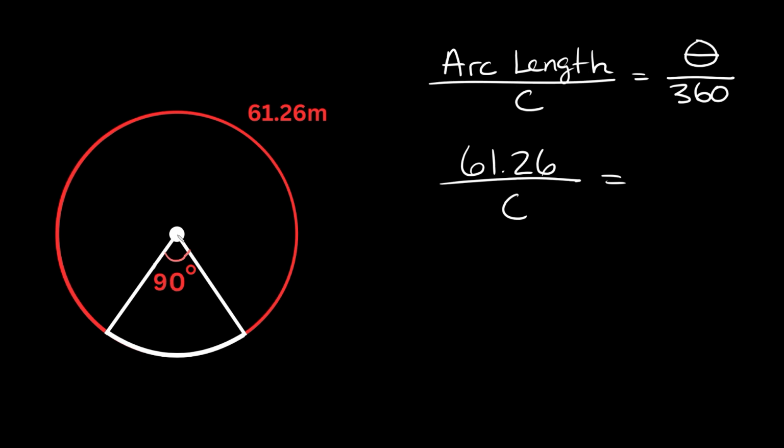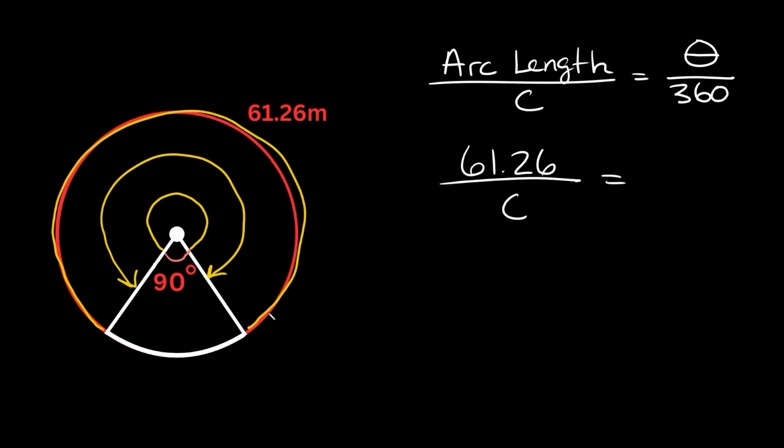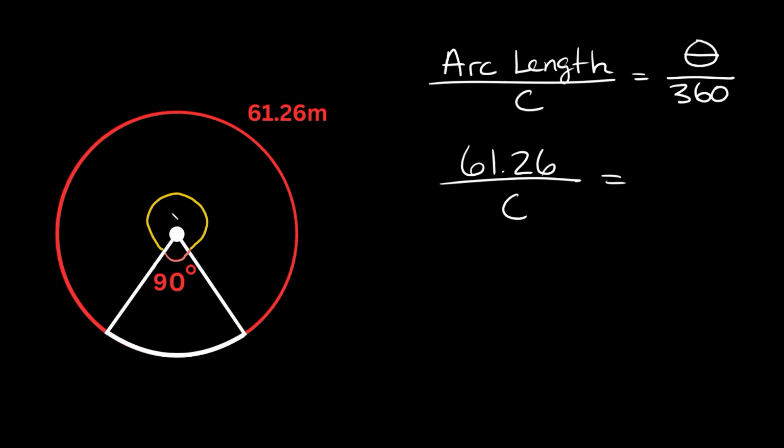The problem here is this central angle opens up to this white arc, and we're not using this arc length. We're using this big red one. So the central angle that we want to find instead is this one right here, because this central angle is the one that corresponds to this big red one.